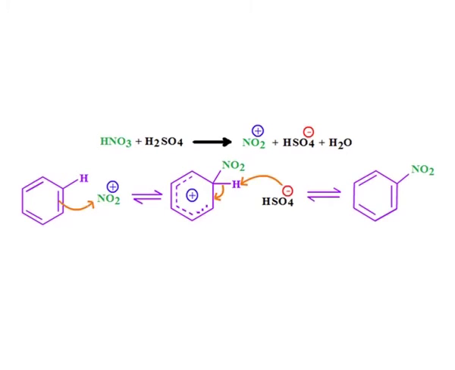The mechanism proceeds through two basic steps. In the first step, generation of the electrophile and addition to the aromatic ring to produce a resonance stabilized sigma complex, also known as arenium ion, takes place. In the second step, the sigma complex regains the aromatic stability by eliminating a proton from the tetrahedral carbon atom.